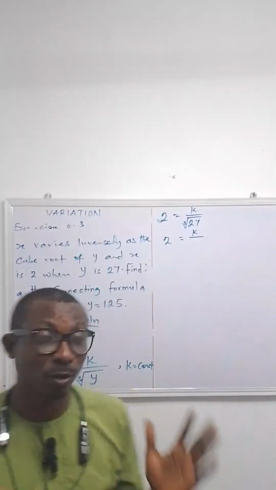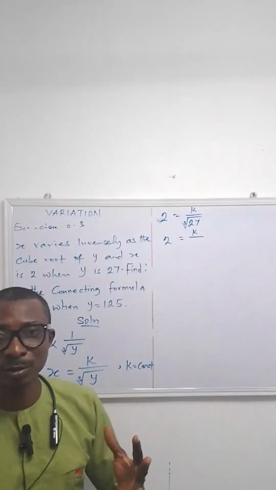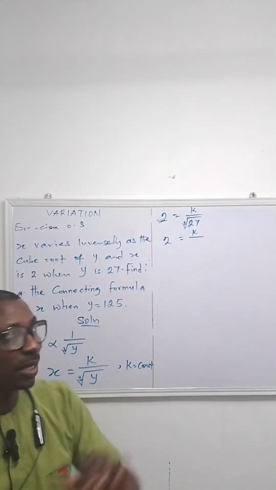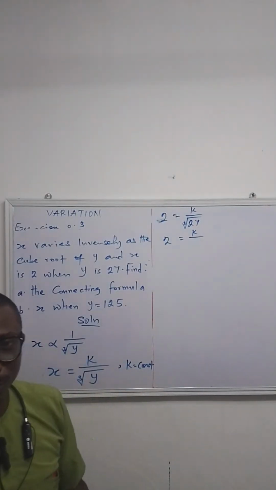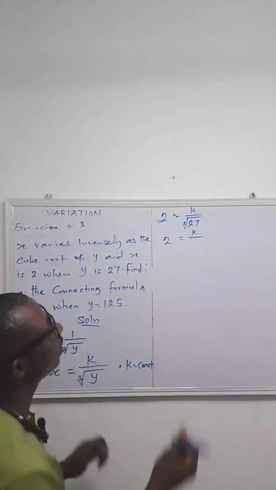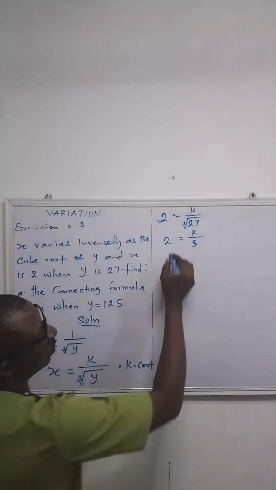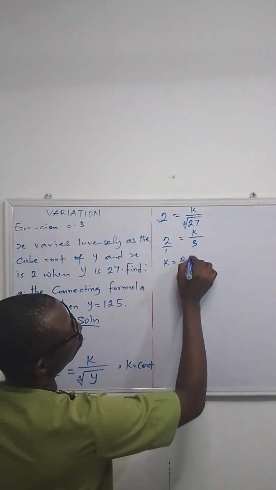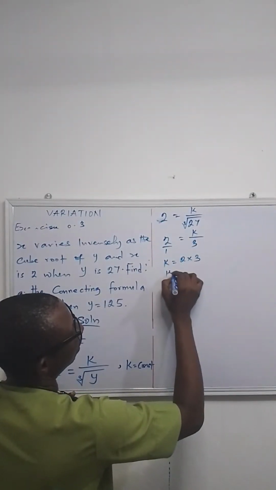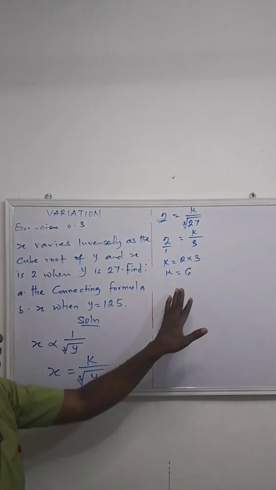Cube root of 27. Once I ask for cube root of a number, what I'm asking is, what are you going to multiply by itself 3 times that will give you what we have inside the root? And that is 3. So you can cross multiply now because this is 2 over 1. So you have k equals 2 times 3, and k equals 6.